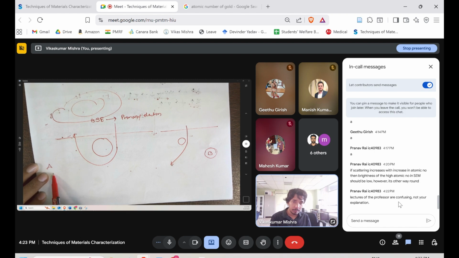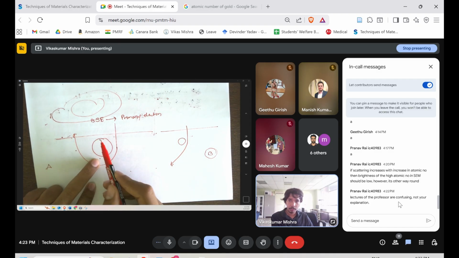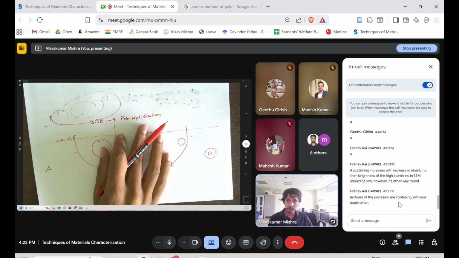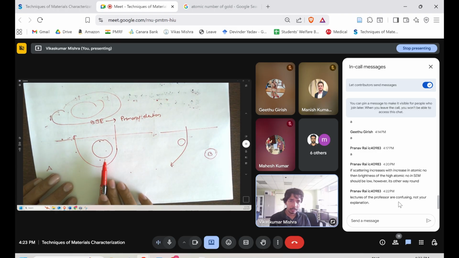In case 1, right? Because it is deflected more. More is the deflection, BSE signal is more. Okay, I hope it's, yeah, is it? BSE signal is more here.